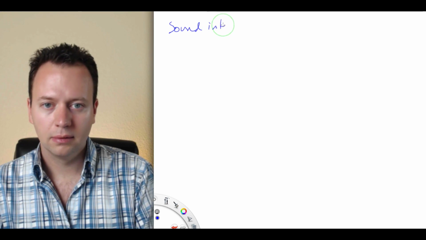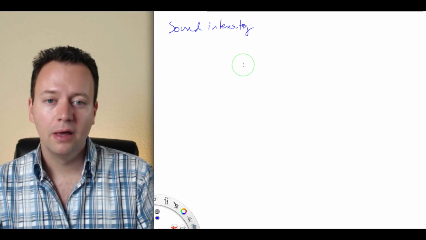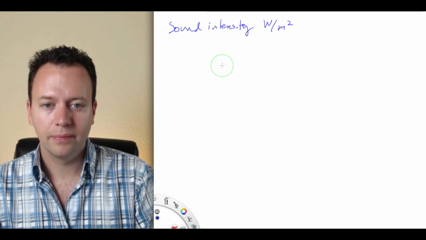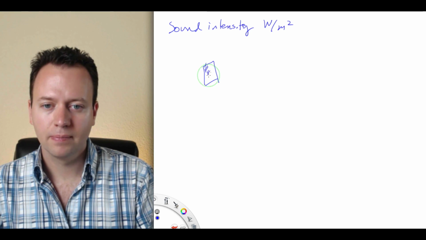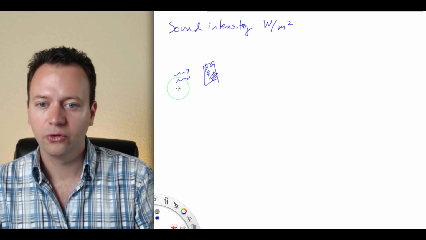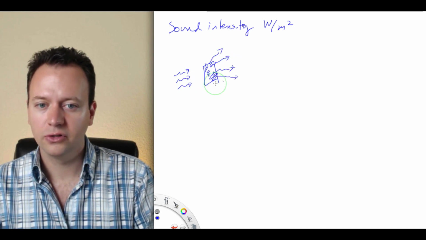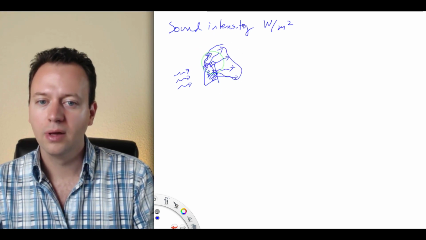So first of all, sound intensity is a measure of power per unit area. Power is energy per unit time, so it's measured in watts per meter squared. Imagine a screen, and you have sound waves coming from some sort of source, passing through this screen. So you have a flat piece of area in space, and sound energy is passing through that piece of area.